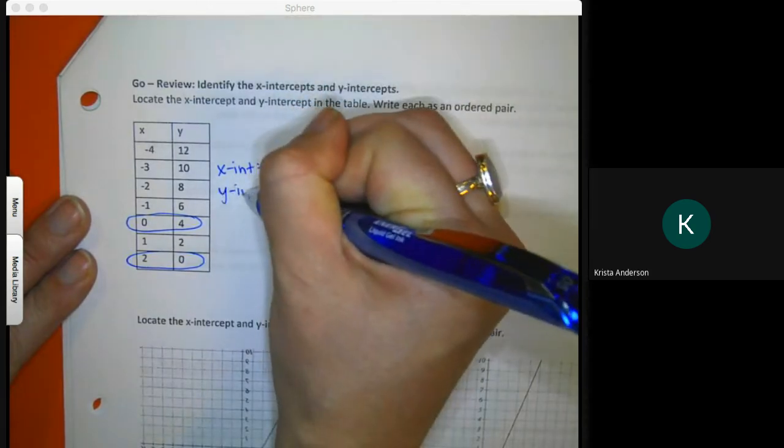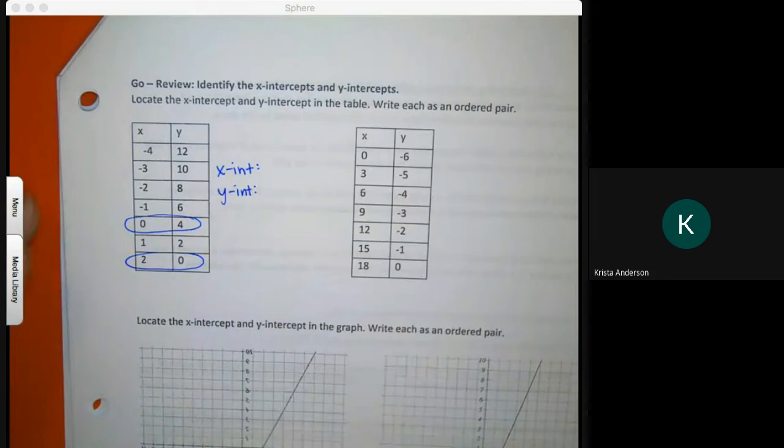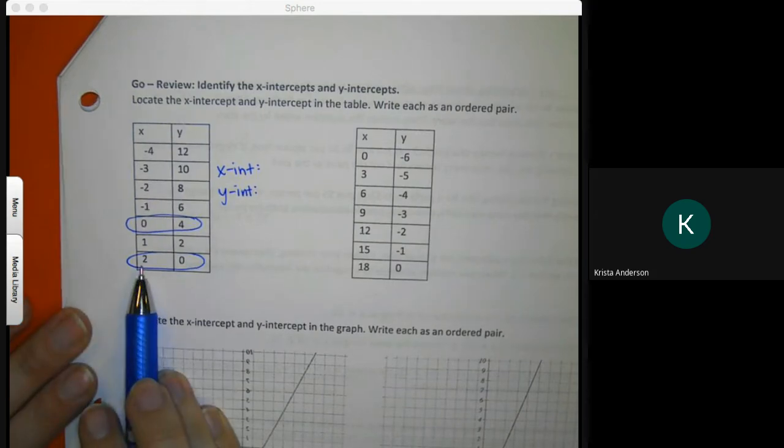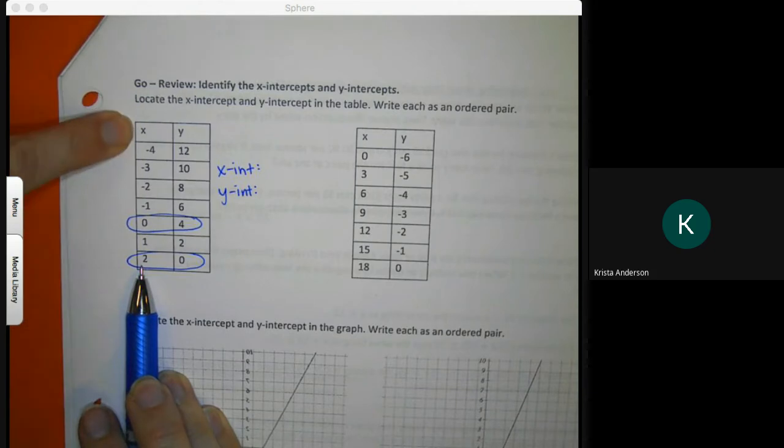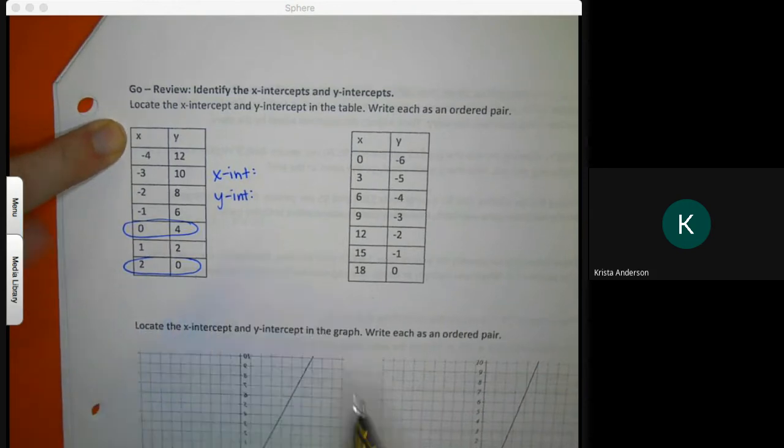Now, most of us just have a hard time picking out which one's which. Who thinks they know which one is the X-intercept? The first one. It is not the first one. Which one has a number for X? Do you see how the 2 is in the X column? That is the X-intercept. 2, 0.